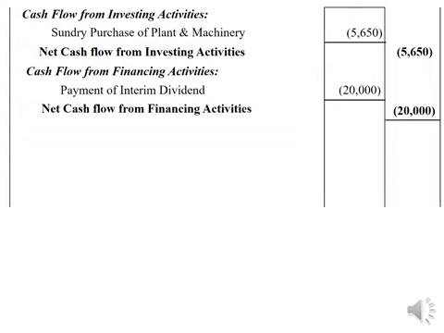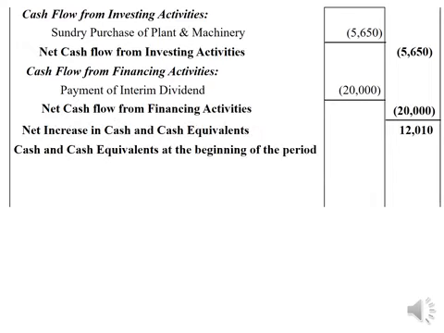Adding all the three cash flows, we get 12,010 as positive figure. Net increase in cash and cash equivalents. So add cash and cash equivalents opening balance, that is cash in hand minus bank overdraft. Cash in hand is rupees 2,500 and on the liability side bank overdraft opening balance is rupees 29,510. Therefore, balancing the two items we get minus 27,010 rupees.